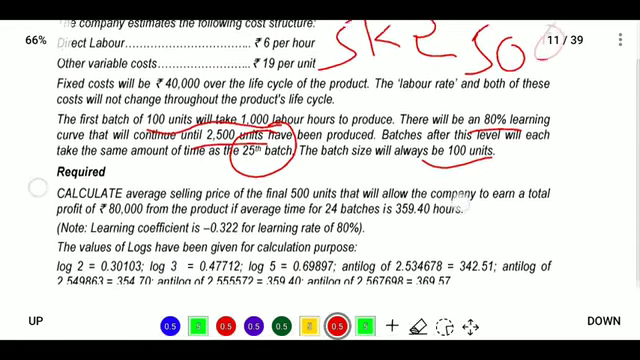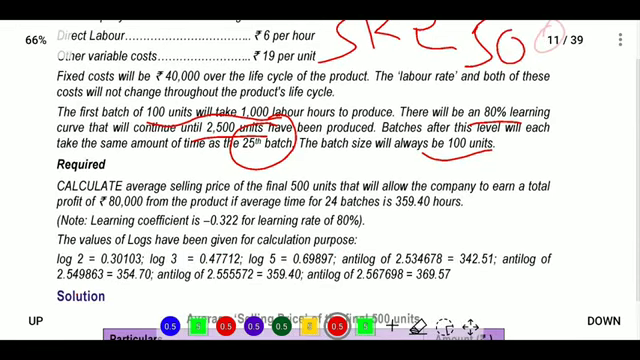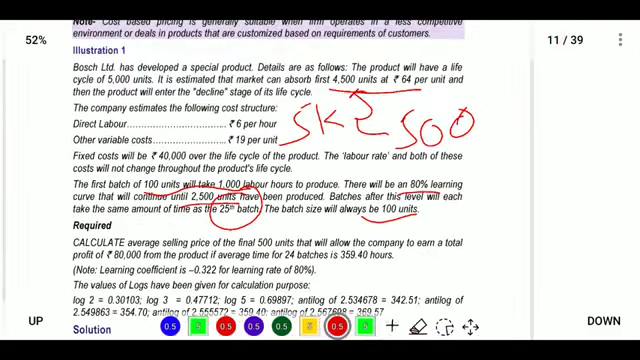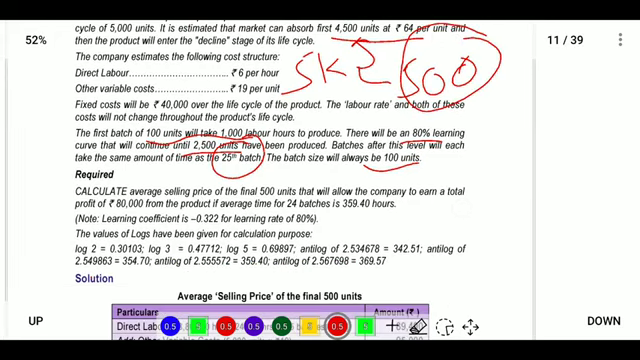We will see first what is required. After that I will explain the learning curve. Next, calculate the average selling price of the final 500 products. The desired profit will be 8000. So we have variable cost plus fixed cost plus profit, and we require the labor cost. Then we will get the total sales value. From the total we will reduce the 4500 units amount, and we will get the value for the 500 units. Then dividing by 500 we will get the price per unit for the 500 units.